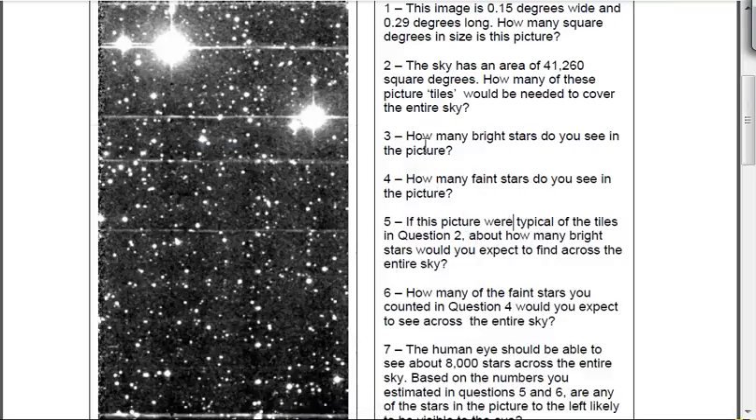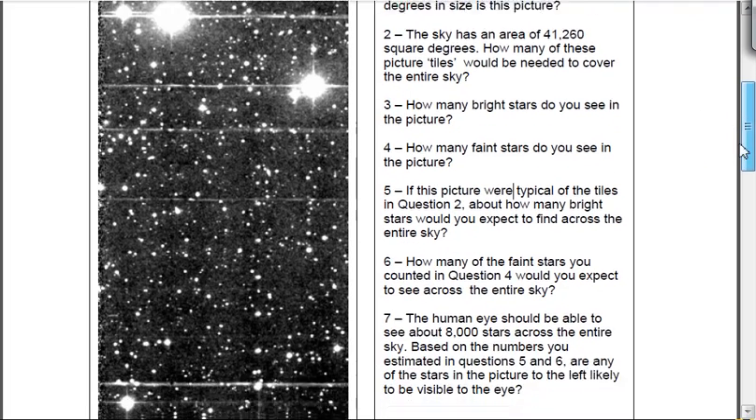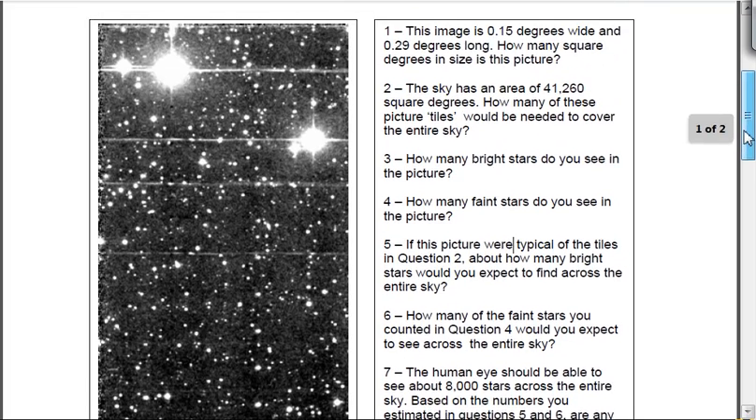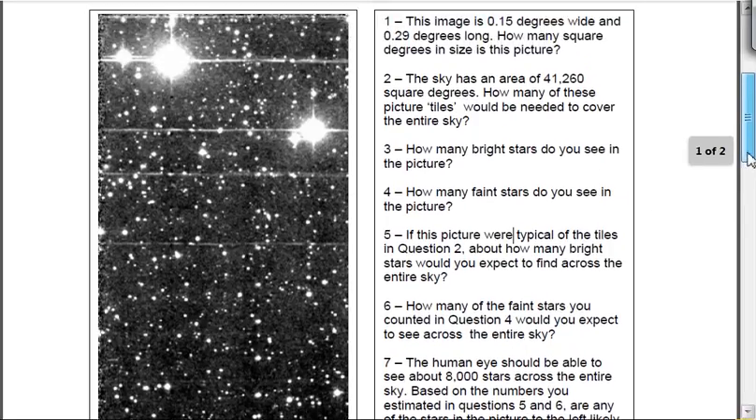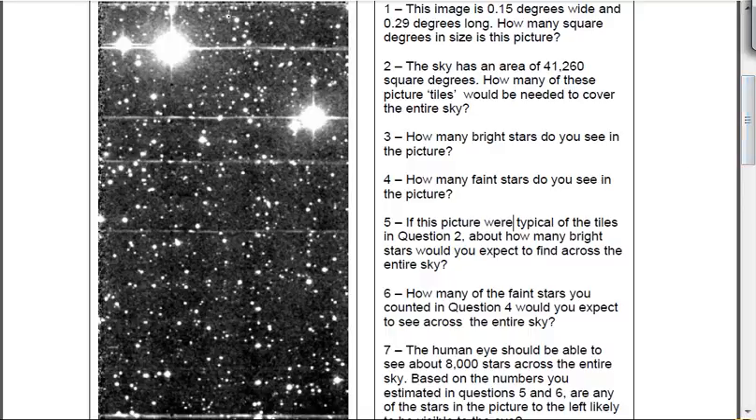How many bright stars do you see in the picture? Well, that's up to you. Just go look through the picture and count them. Answers will vary for that, definitely. How many faint stars do you see in the picture? Well, that one's a little bit harder. What I would do is break this thing up and start counting by hand. 1, 2, 3, 4, 5, 6, 7, 8, 9, 10, 11, and so on, all the way through the rest of the picture.